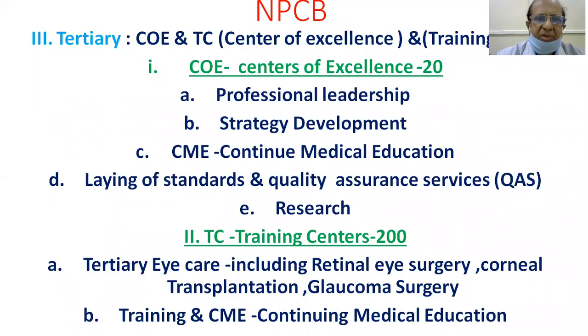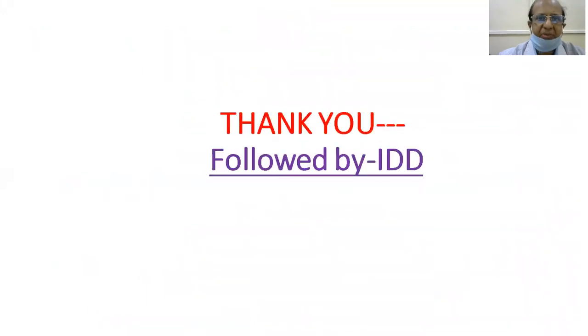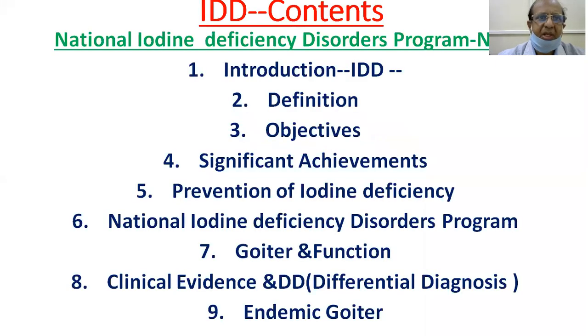And professional leadership, strategy development, continuing medical education, and also quality assurance services. Research will be done at COE, whereas at training centers there will be training and CME. Tertiary care includes retinal eye surgery, cornea transplantation, glaucoma surgery. So these are the aspects of the National Prevention Control Board. Briefly, I will discuss IDD.